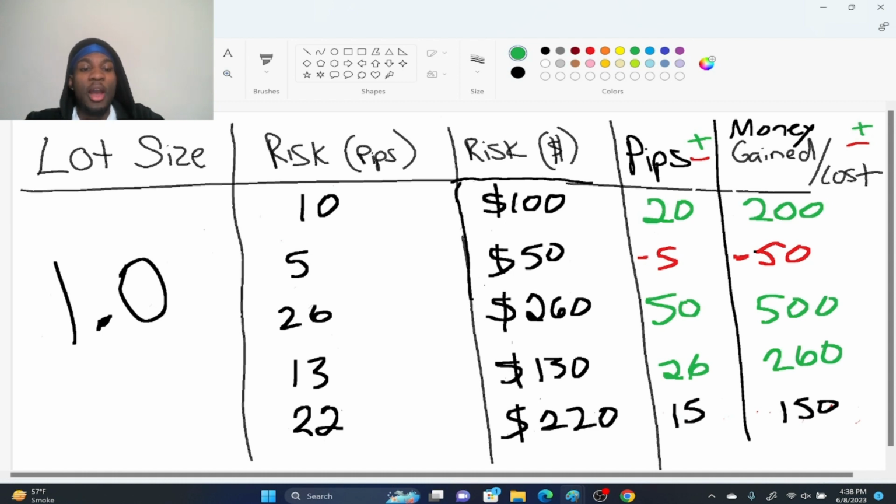The reason why we don't have a 1-to-1 here, because I know I said we want to always have at least a 1-to-1 or better, is because this can happen. Let's say we have price moving, right? So this is how price works.